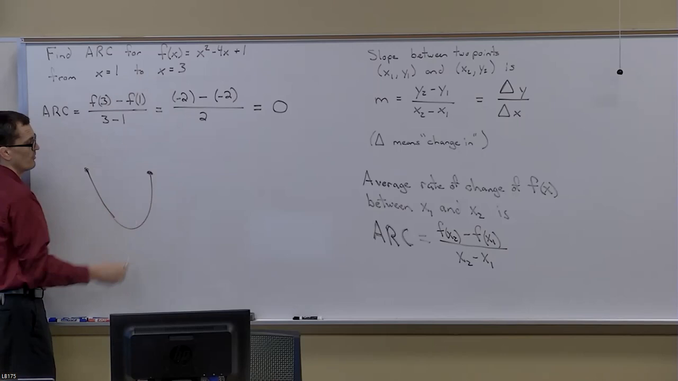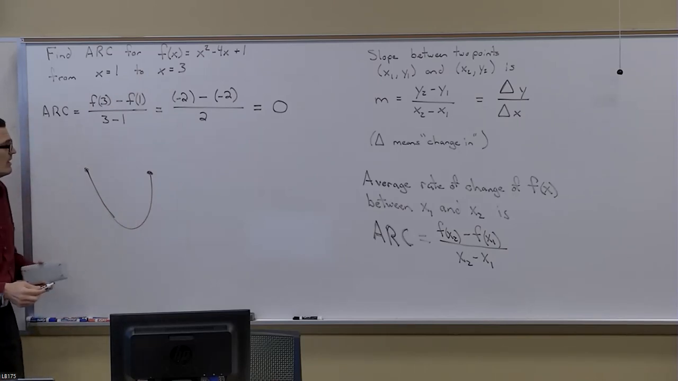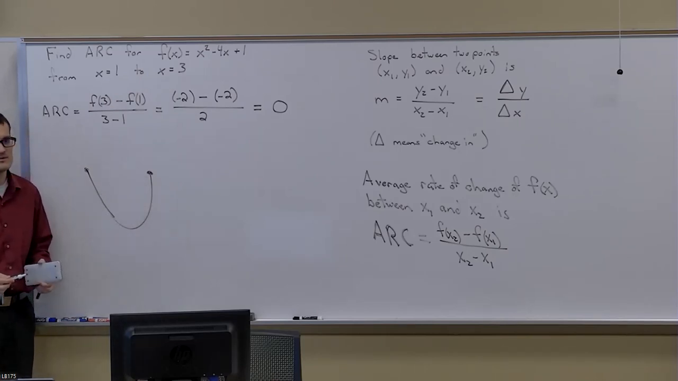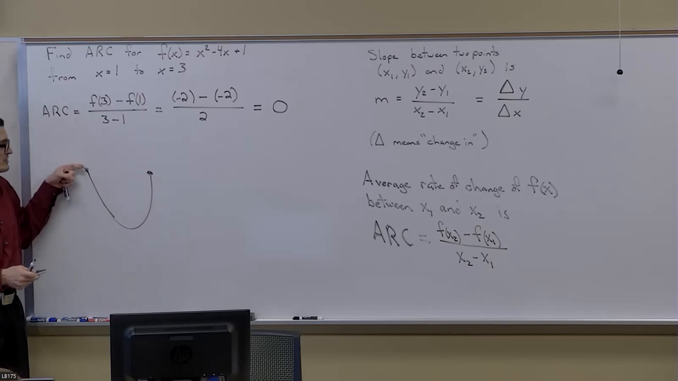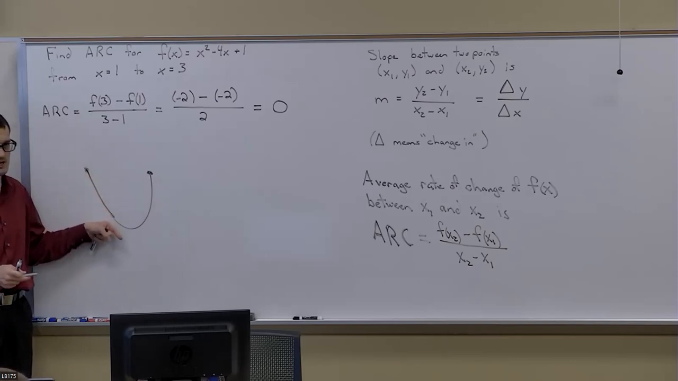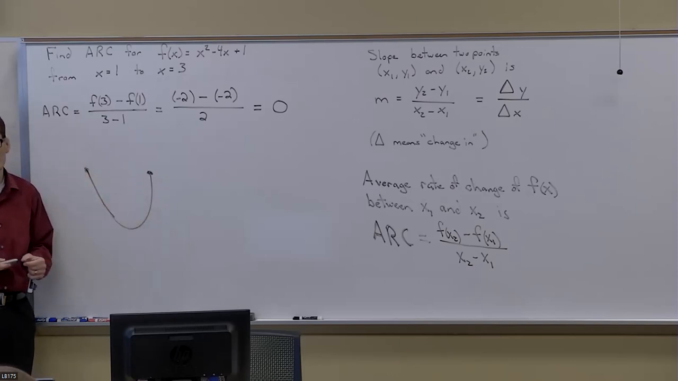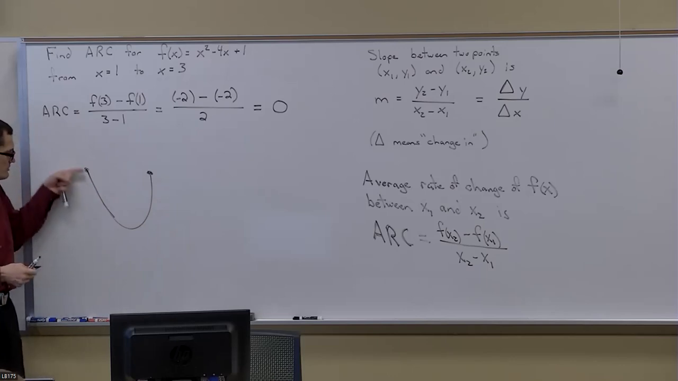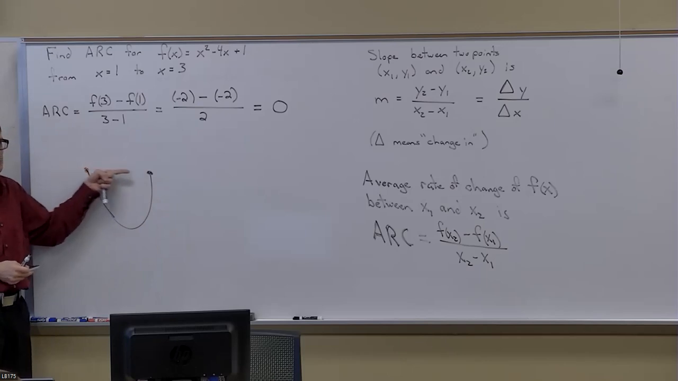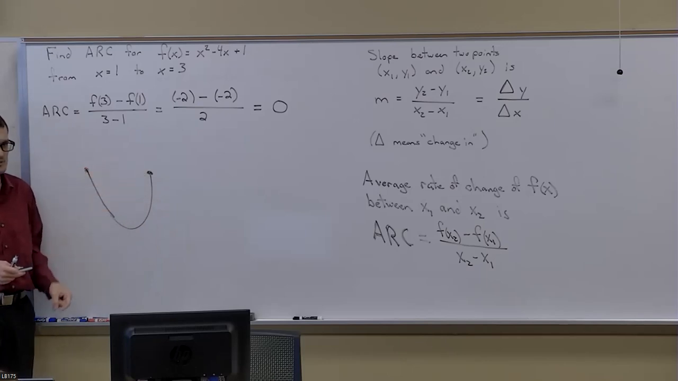And then we end up over there. Okay. So the average rate of change is 0. But this function is changing. It's decreasing for a while, and then increasing for a while. But on average, the slope of the line between two points will be 0.